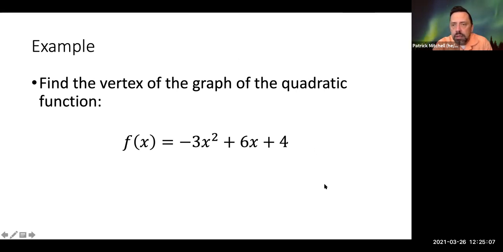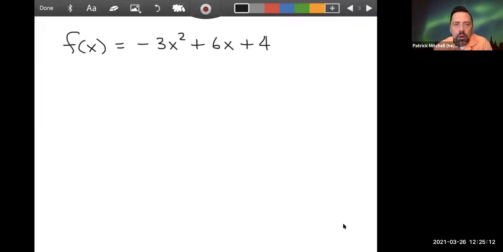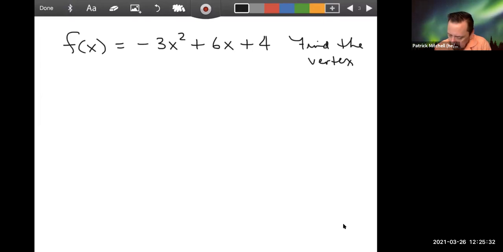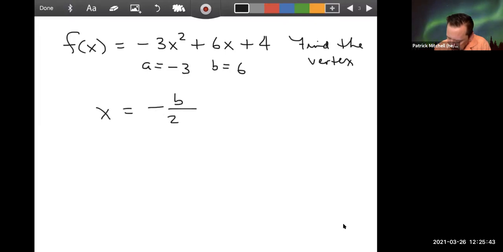Switching back to the tablet. Okay, so first we're going to find the x-coordinate of the vertex. Remember, we're finding the vertex. We're going to do, I would say, 3 more examples of this. All right, so first step is find the x-coordinate, which is negative b over 2a. So let's identify a and b. Then negative b over 2a.